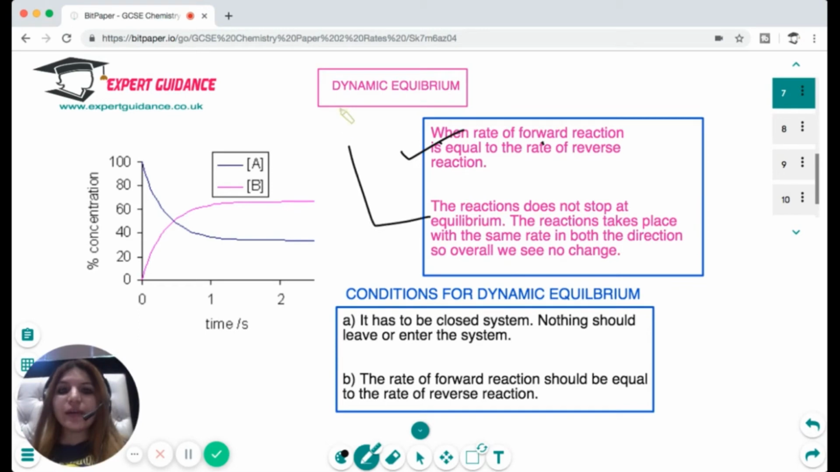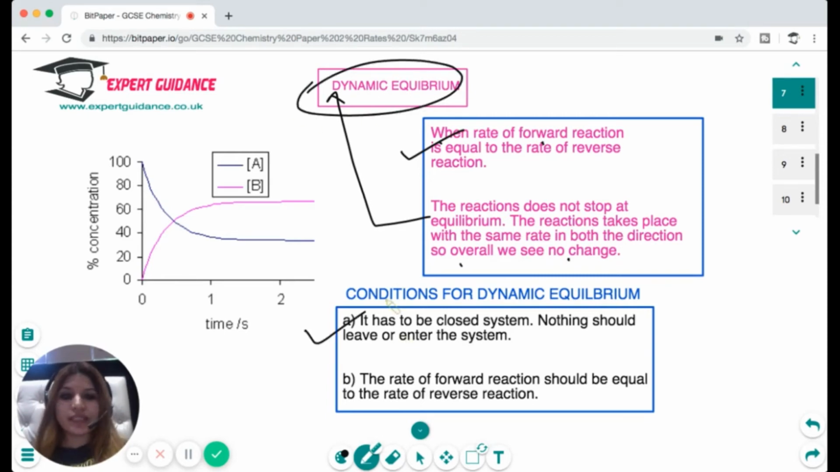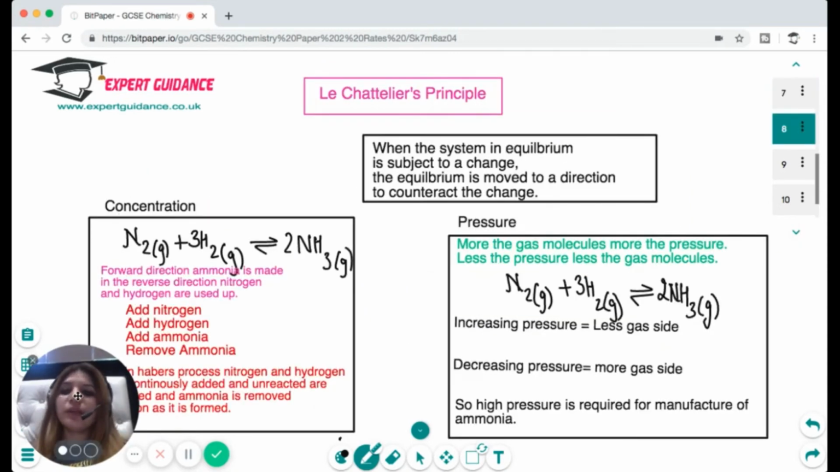The equilibrium is dynamic. What is dynamic equilibrium? It means that the reaction does not stop at equilibrium. The reaction takes place with the same rate in both the directions. So overall, we see no change. And for the dynamic equilibrium to set up, it has to be a closed system. So nothing should leave or enter the system, and the rate of forward reaction should be equal to the rate of reverse reaction. Okay, so I hope the definition of equilibrium is clear to you.